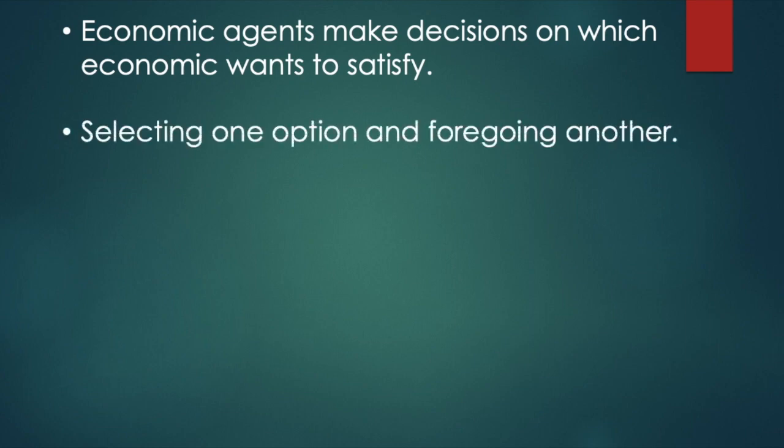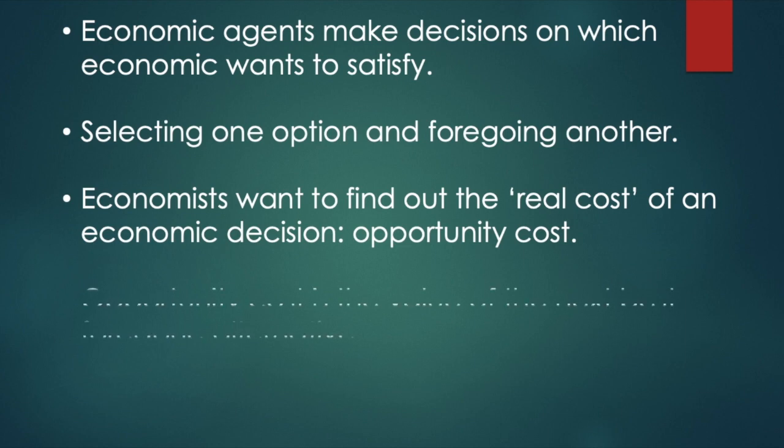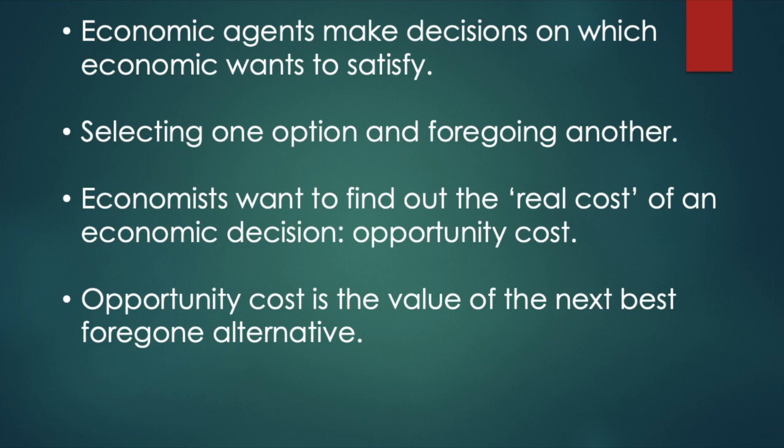forgo. Whenever governments, firms and individuals, all these three parties who are known as economic agents, make a decision, they're actually selecting one option and foregoing, or letting go of, the other. Why so? Because resources are scarce. As economists, then, we need to understand what is the real cost of an economic decision, which is known as opportunity cost. So, what was in fact the true cost that was borne apart from just the obvious direct cost of the economic activity? The opportunity cost is defined as the value of the next best foregone alternative.